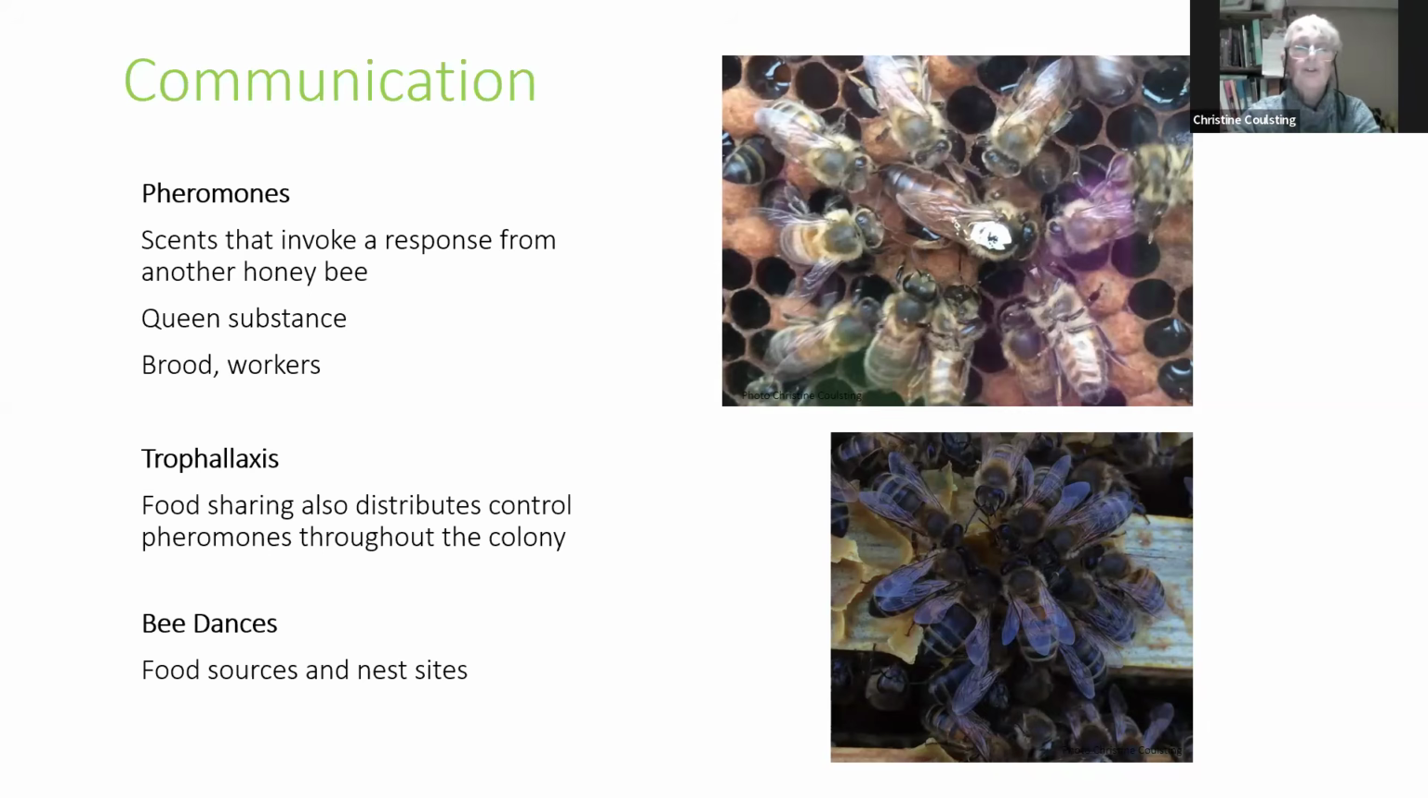Trophallaxis shares that throughout the colony. And bee dancers, of course, are used as well. So the waggle dance, as we know, is used to advertise and share food sources and nest sites when they're in a swarming situation, and also other dances. So there is the round dance for advertising sites which are closer by, but also dances to activate, so the buzzing runs to activate a swarm to leave the hive.